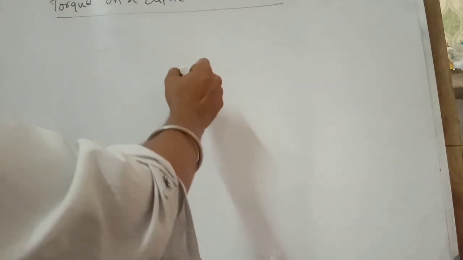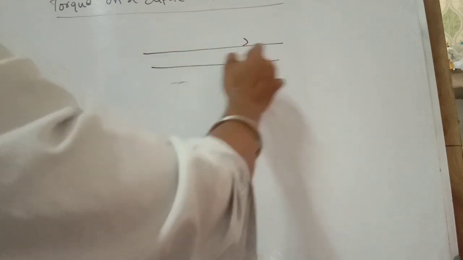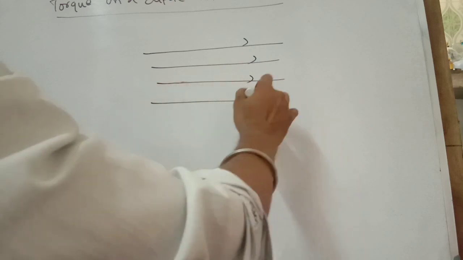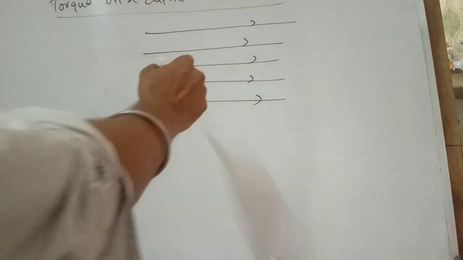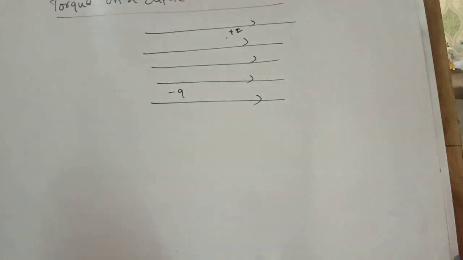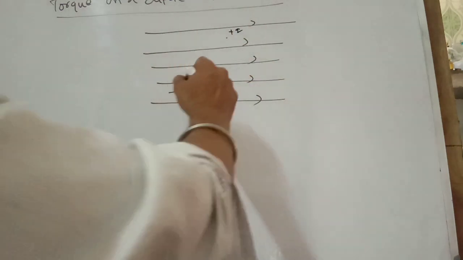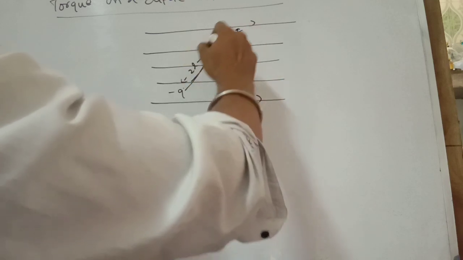Okay, so we construct a dipole. First of all, we consider an electric field. Now inside the electric field there is a dipole. We construct a dipole, so we consider a minus q charge here and a plus q charge here. Okay, so we know that. Now we consider the distance between them to be 2L.